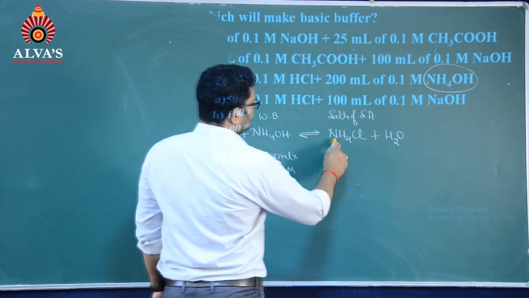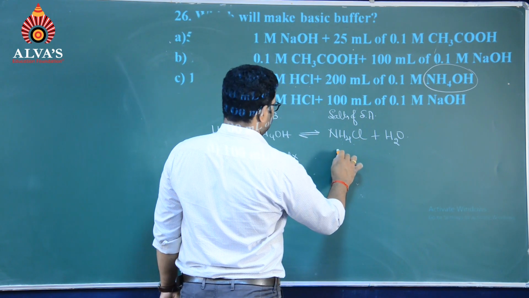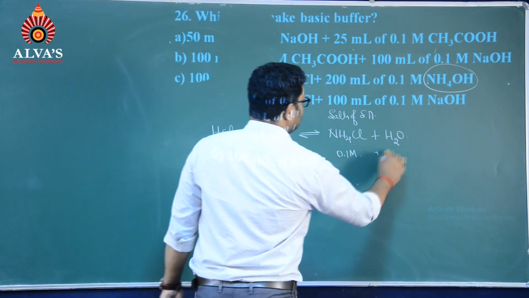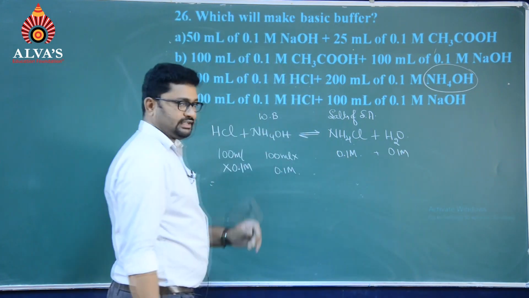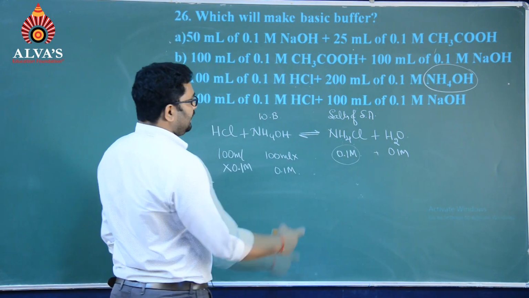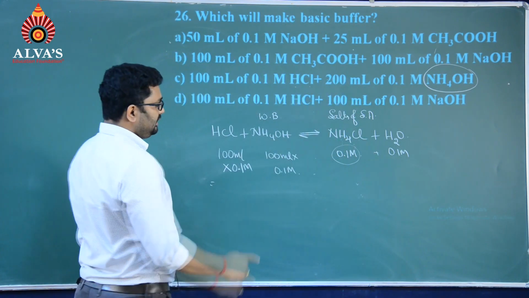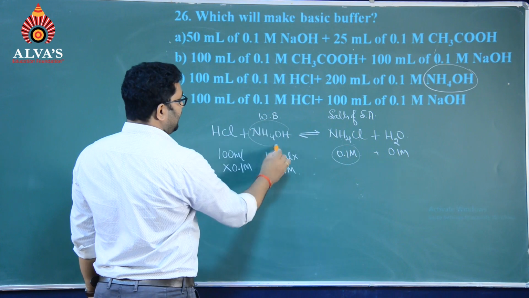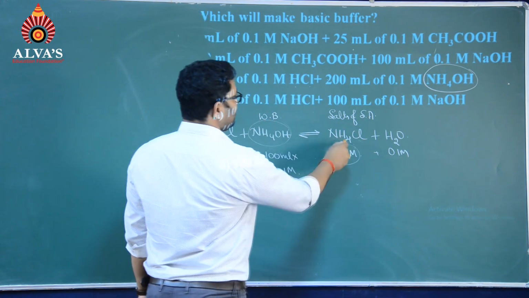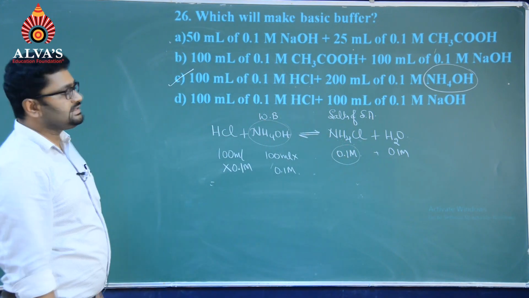Okay. The concentration of NH4Cl will be 0.1 molar after the reaction. Now, we have 0.1 molar NH4Cl along with, out of 200 only 100 ml is reacted, remaining 100 ml is there. Now, we have 100 ml of NH4OH along with NH4Cl. This will give the basic buffer. Answer for 26th question is C.